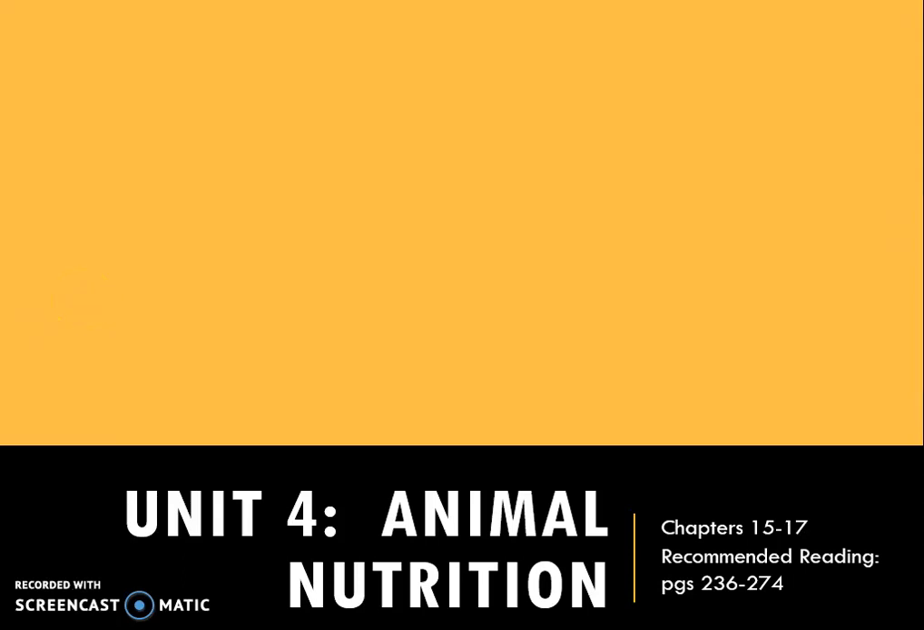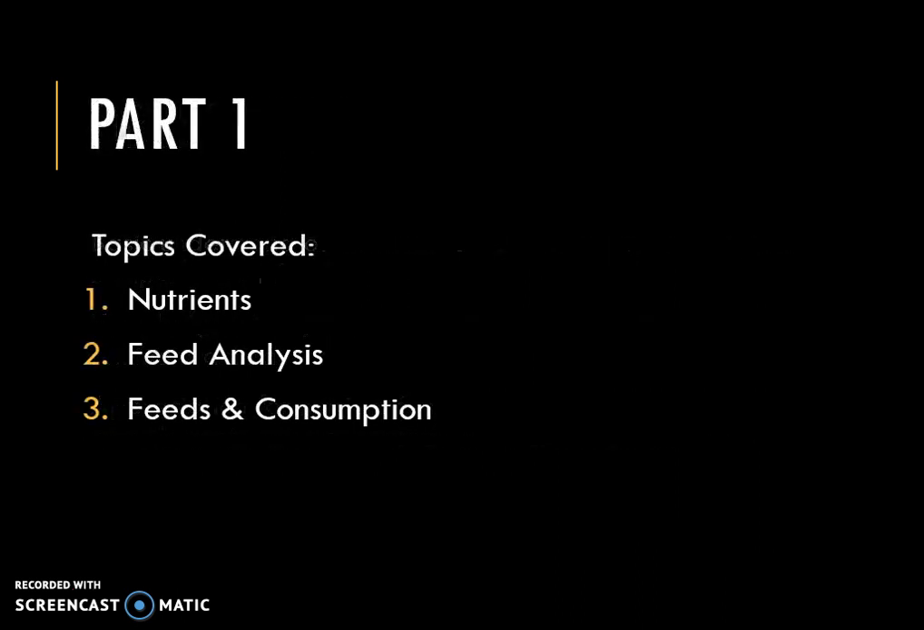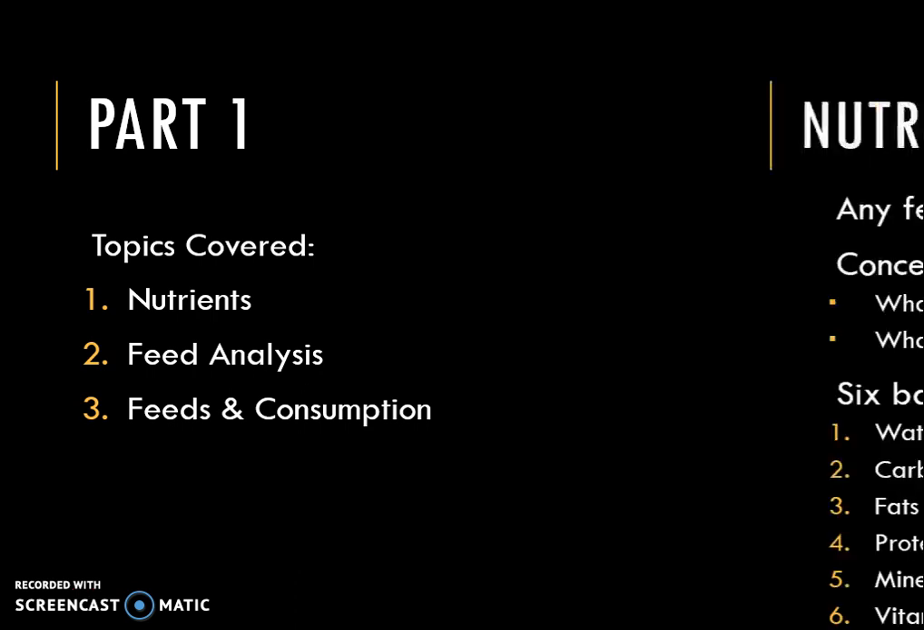Unit 4 in Animal Science checks in and we'll cover animal nutrition, chapters 15 through 17 in your text. The next slide covers the objectives and you all can check on those, but I've split this recording into two pieces to shorten them up a little bit for you. So part 1 of the animal nutrition unit 4 is going to cover topics of nutrients, feed analysis, and then feeds and composition, and we'll cover the second part in another recording.